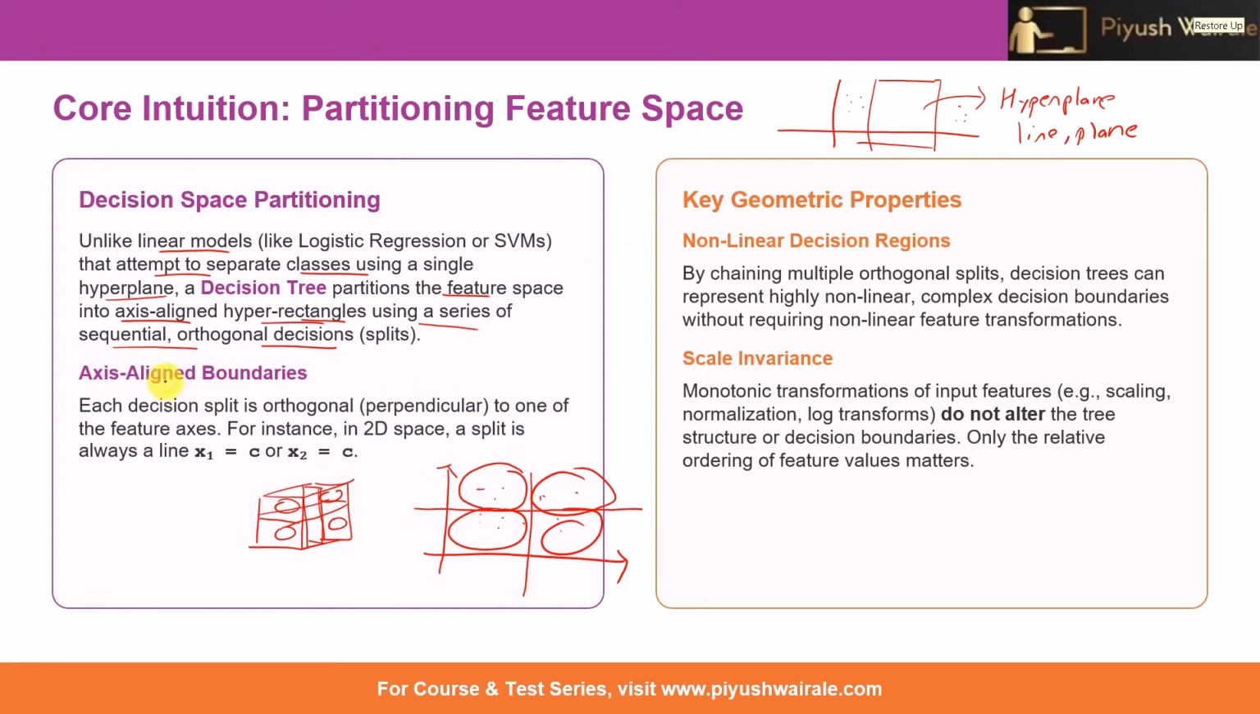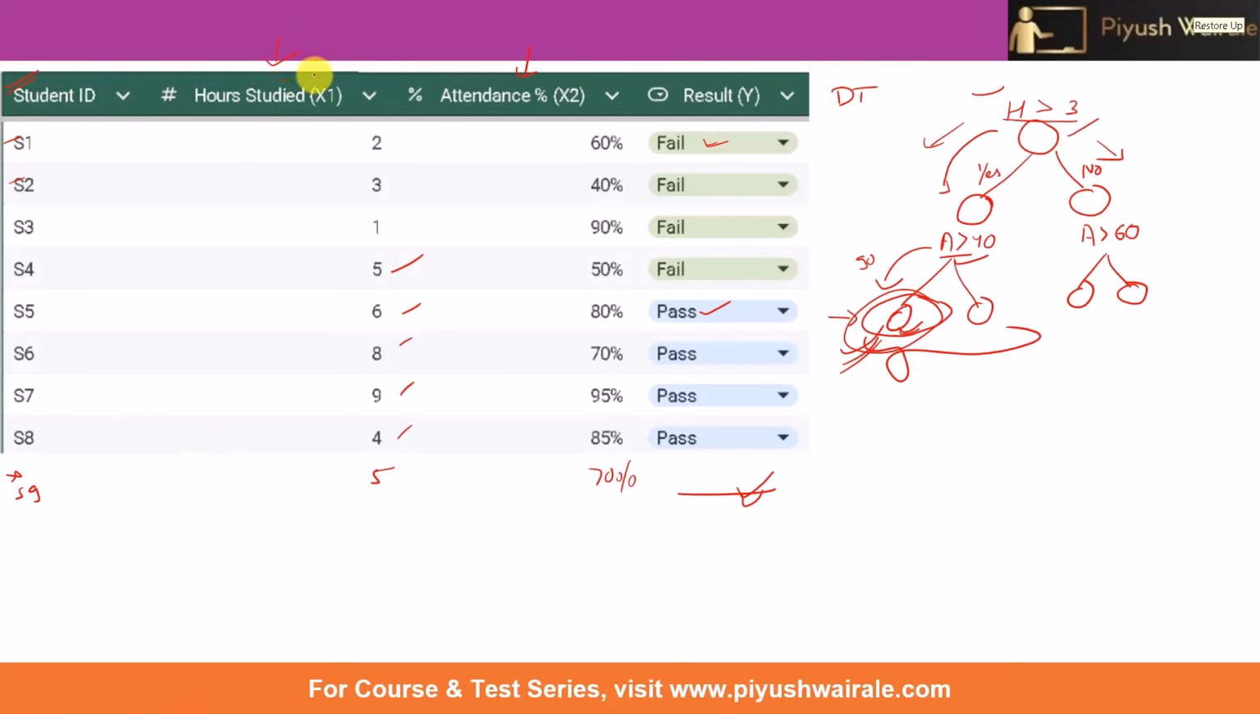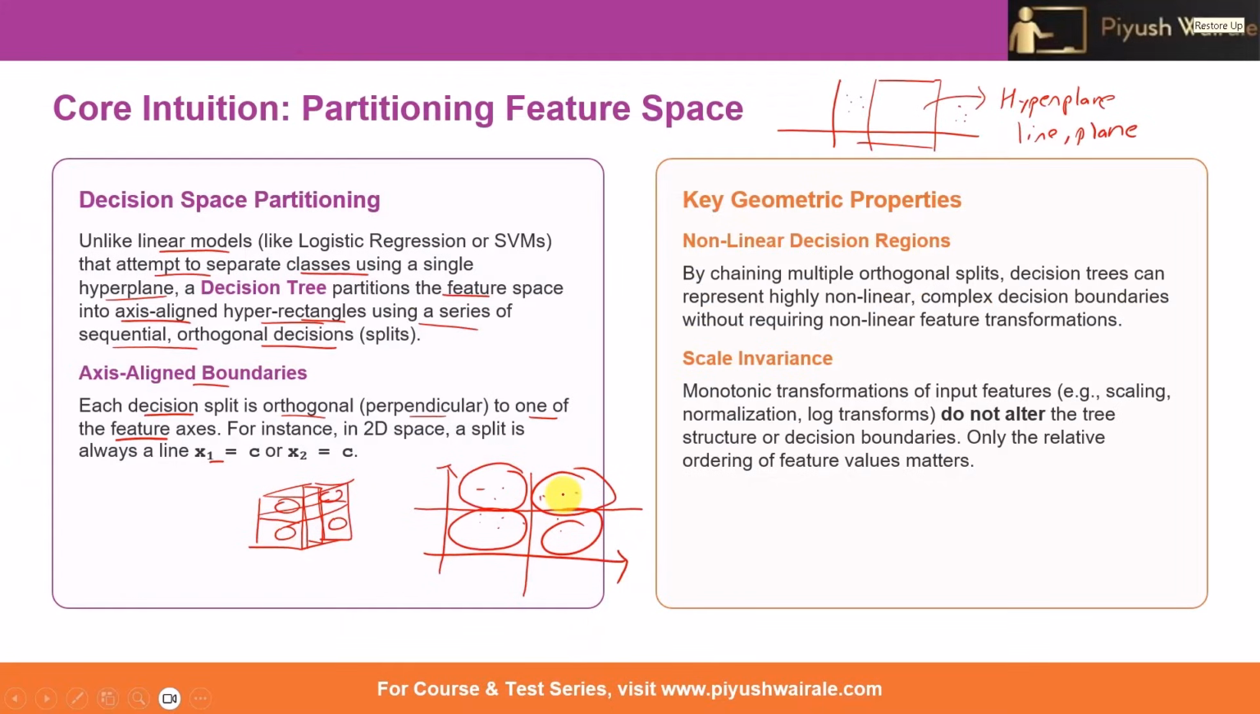So basically it is an axis-aligned boundary: each decision split is orthogonal, perpendicular to one of the features. We'll take one feature, like here, first we took hours studied and the threshold was 3. We will draw this line on the hours studied axis, then we will choose attendance and again draw a line, and divide on the basis of this attendance feature. So this is what we do in a decision tree: we partition using different features. So the key geometric property is a non-linear decision boundary.